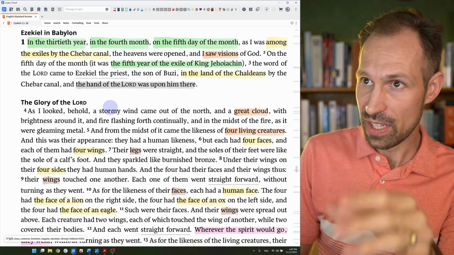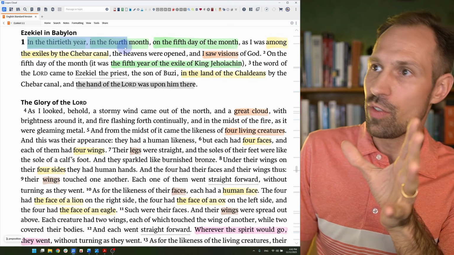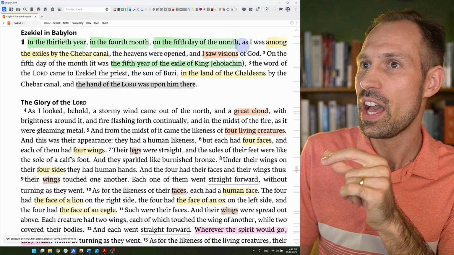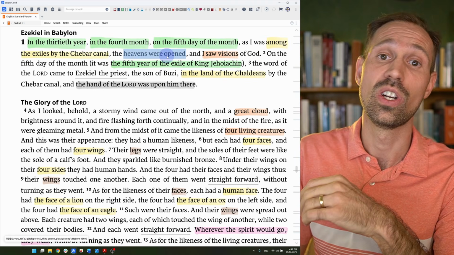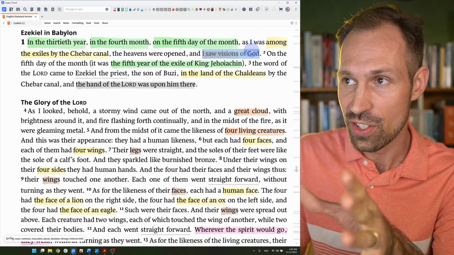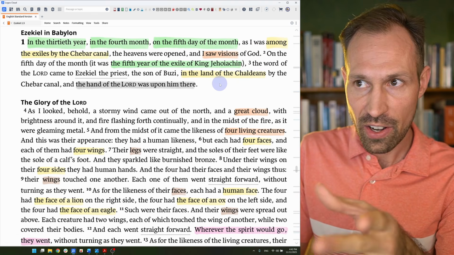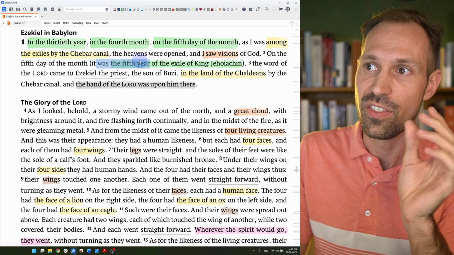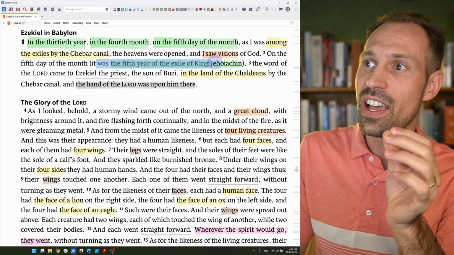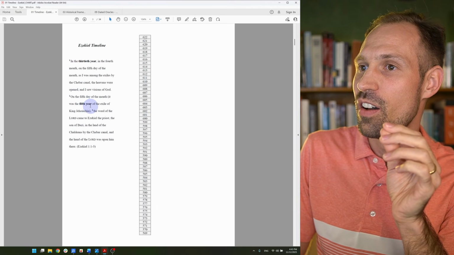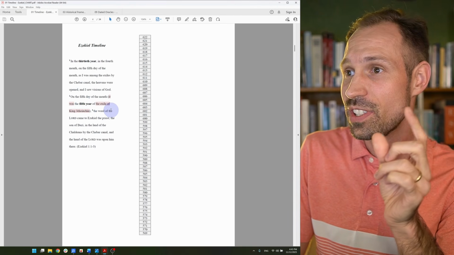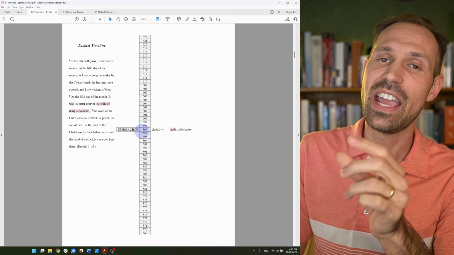The book opens, "In the 30th year, in the 4th month, on the 5th day of the month, I was among the exiles by the Chebar Canal, and the heavens were opened, and I saw visions of God." And then Ezekiel clarifies for us. He says that this was the 5th year of the exile of Jehoiachin. That's the critical piece of information we needed, because we know when the exile of Jehoiachin was. It was in the year 597.